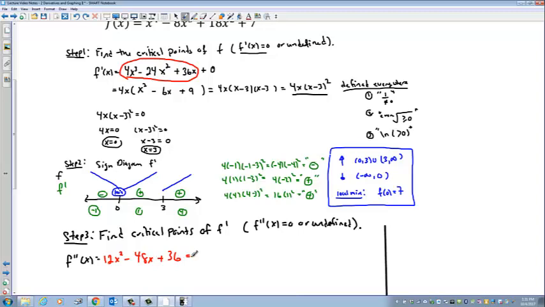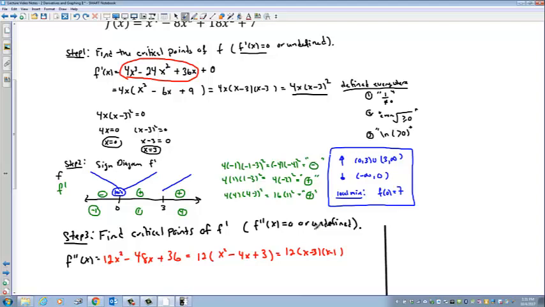And I think I can factor out a 12 out of here, so I'll factor out a 12, and I have x squared minus 4x plus 3. And I think I can even factor this thing, it looks like. So it's going to be 12, x plus or minus something, x plus or minus something, and I think it's going to be minus 3 and minus 1. And so there's my factorization.